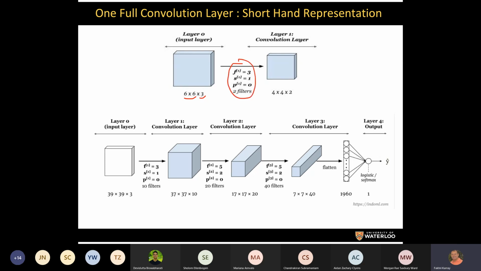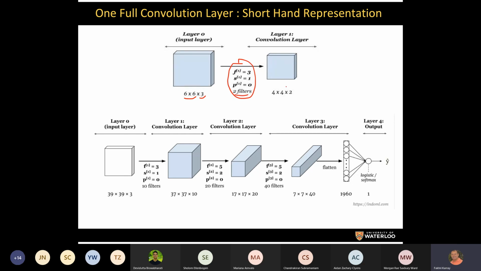What the system tells us is that the dimension of each filter is equal to 3, the stride is equal to 1, P1 is equal to 0. This 1 means that it's convolution number 1. That's layer number 1. S1 is layer number 1. F1 is layer number 1. And then you have these two filters.